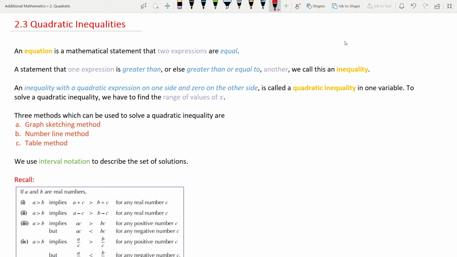There are three methods that can be used to solve a quadratic inequality. They are graph sketching method, number line method, and table method. We usually use interval notation to describe the set of solutions.